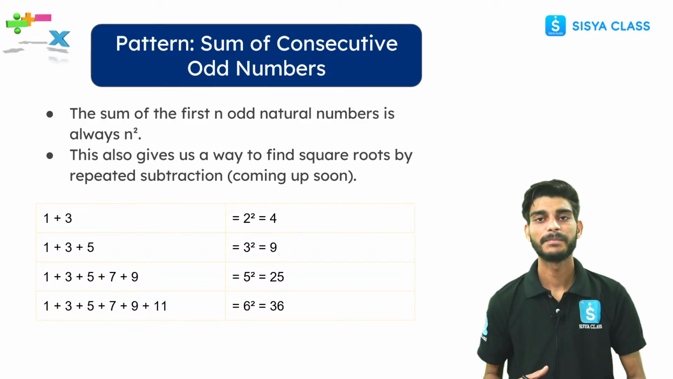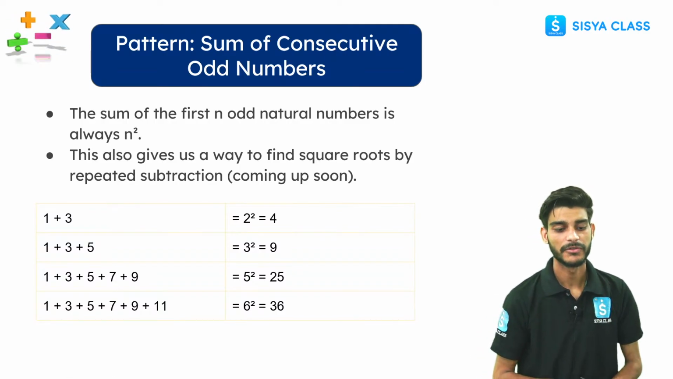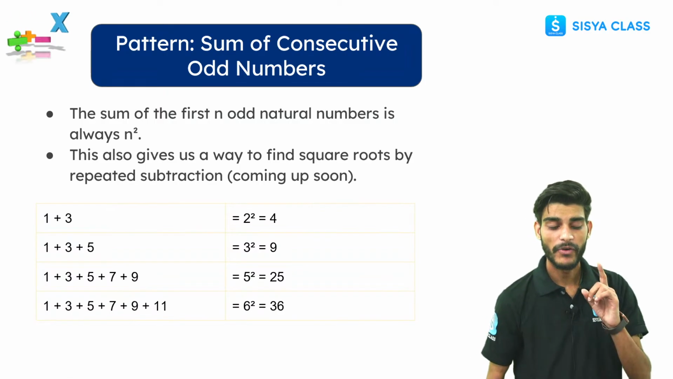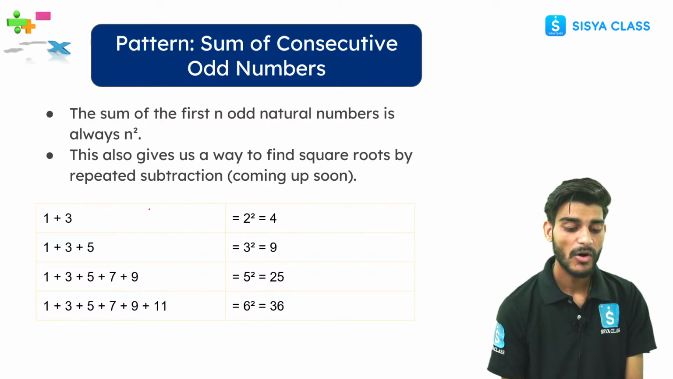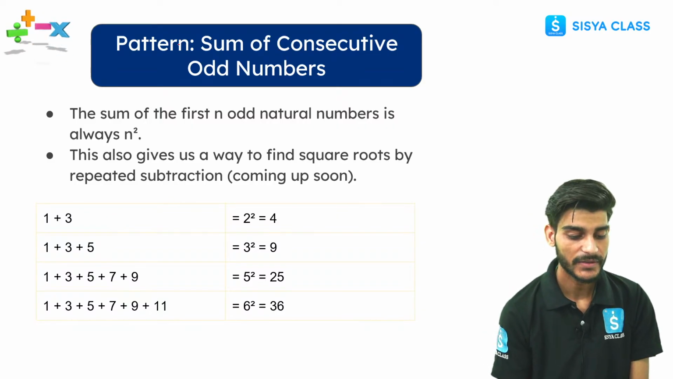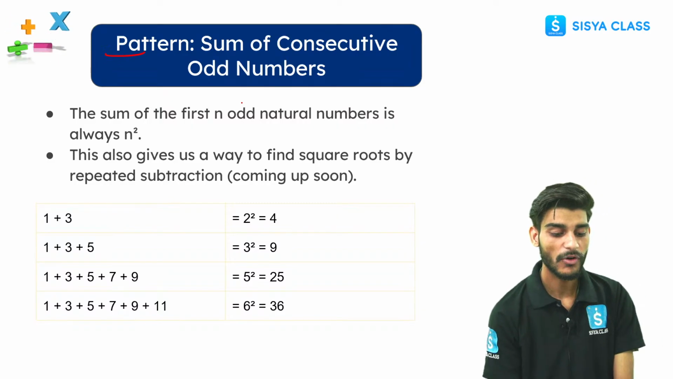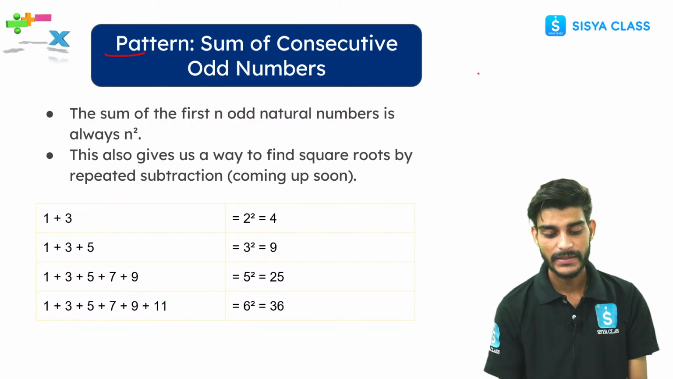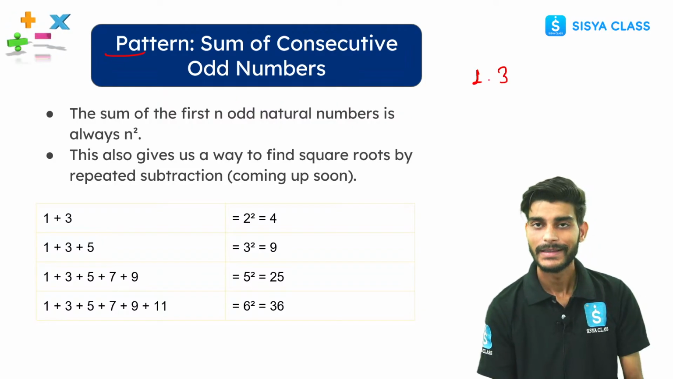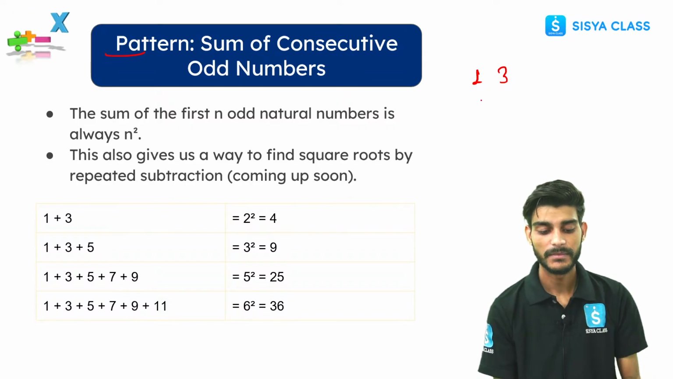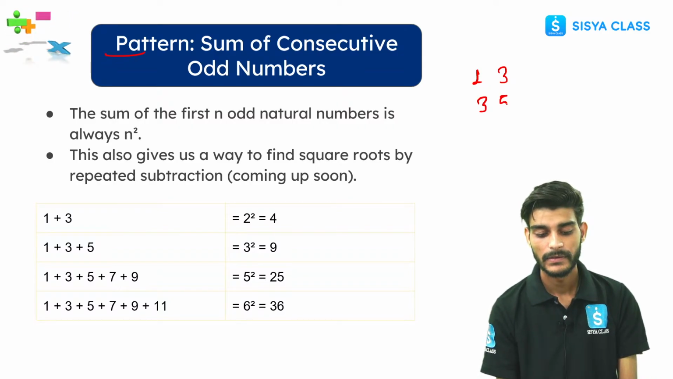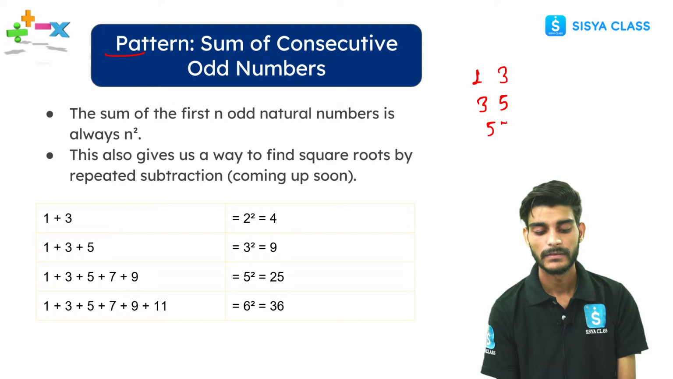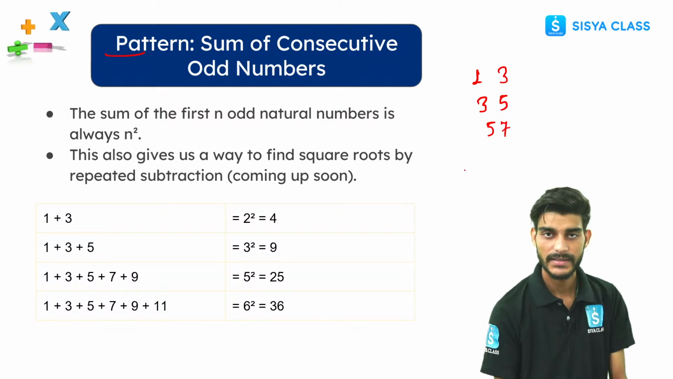Now let's see the patterns that a square number follows. There are some patterns. The first one is the sum of consecutive odd numbers. What is the meaning of consecutive odd numbers? So 1, 3, they are odd numbers and they are consecutive odd numbers. 3, 5, 5, 7, like this. They are consecutive odd numbers.